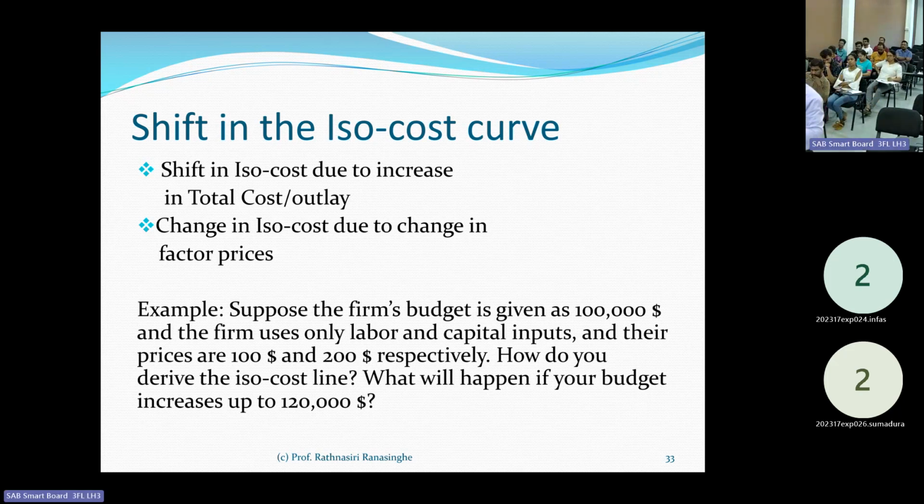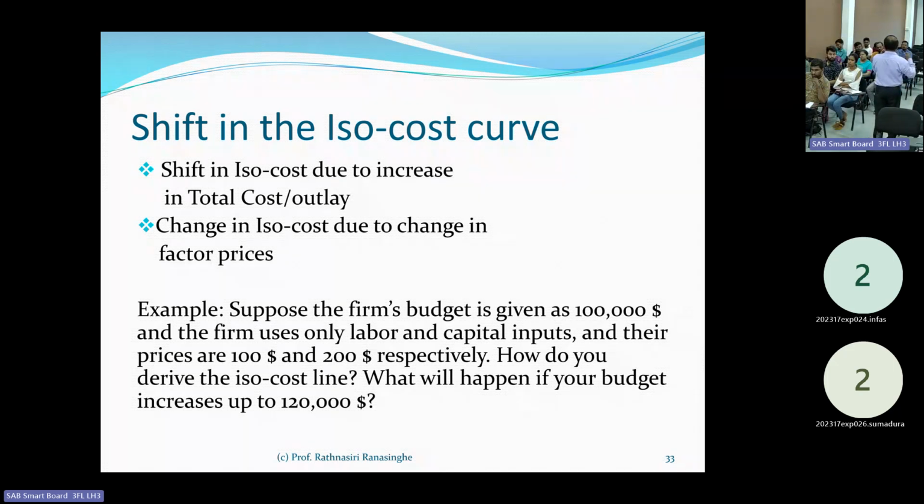And the other one is a change in the factor prices. If there is a decline in, let's say, the wage rate, what happens? The producer can incorporate more labor inputs into the production process. So we say it is not a shifting; it should rotate the isocost to the right from the labor axis. There will be a rotation.